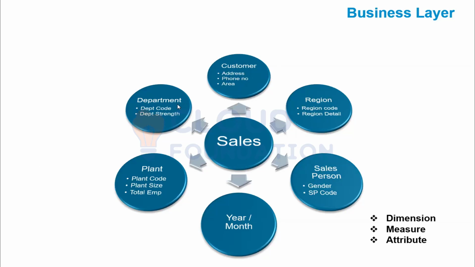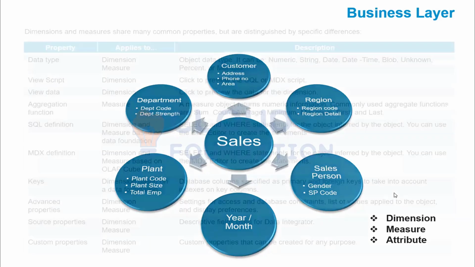purpose. Department is one class. Under that, we have these objects created. Plant is one class. Under that, plant code, plant size, total employee. So in this manner, we can create folders and objects inside them with some formulas, so that we can use them for our analysis purpose. The types of objects are dimension, measure, attribute.